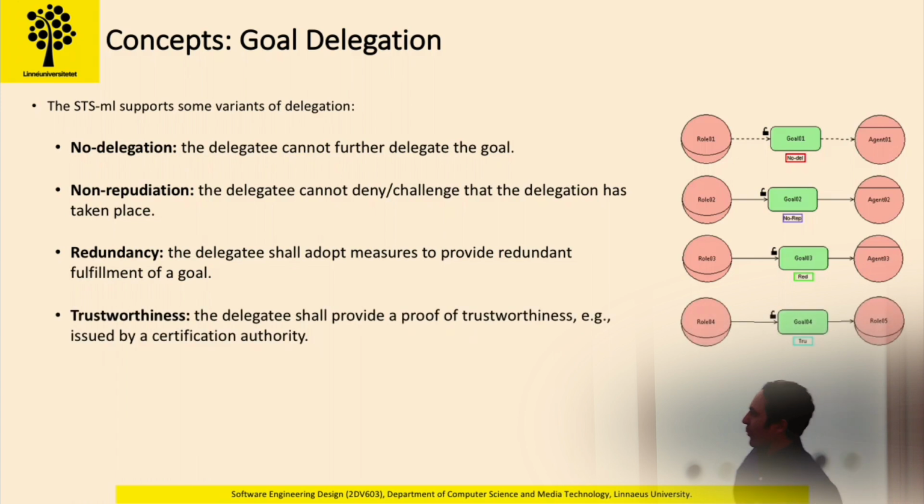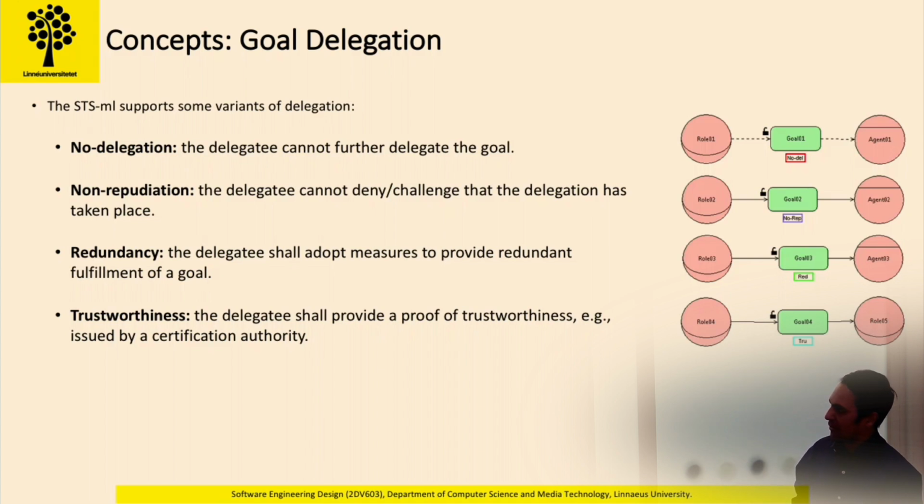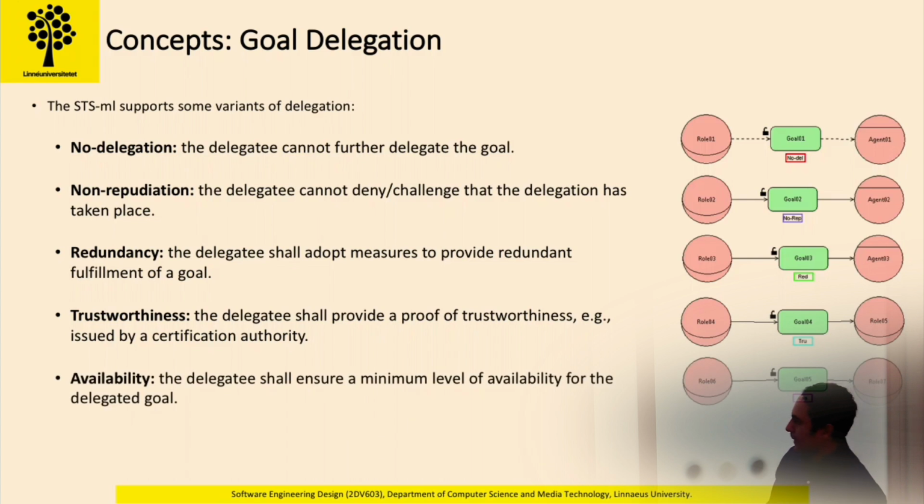Trustworthiness. When role 4 is delegating a goal to another role or another agent, there should be trustworthiness of role 4. So he should be a person whom I can trust, basically. Anybody from outside cannot assign me a goal to do something, but my boss or my colleague can assign or delegate me to do something.